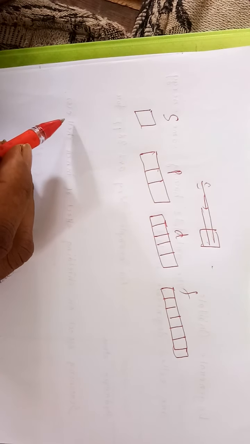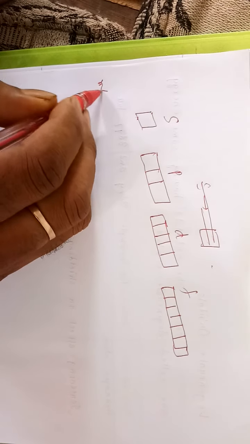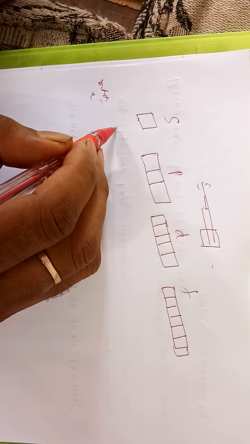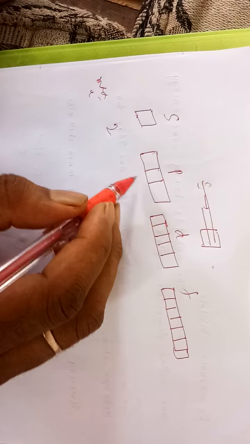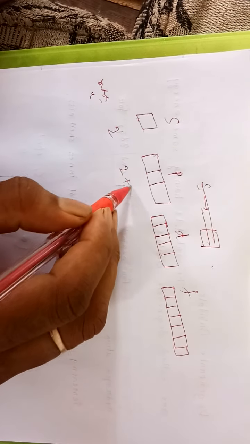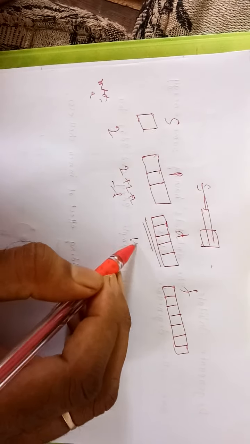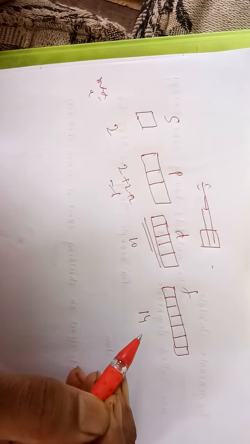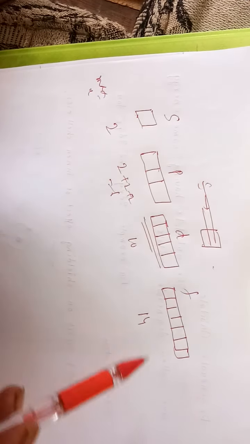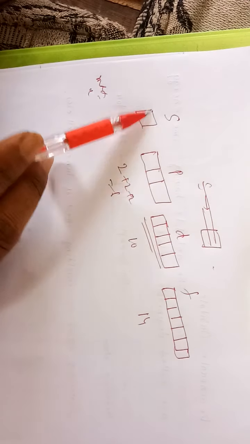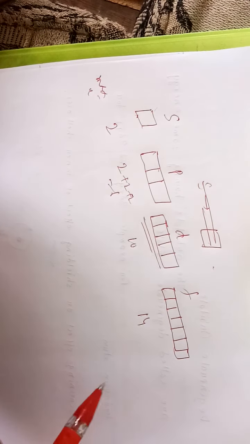1, 2, 3, 4, 5, 6, 7. So already we have discussed that in one box we have maximum two electrons. So maximum electrons in S is two. In this one, 2 plus 2 plus 2 becomes 6. In this one also, this is 10. This is 14. This is the maximum number of electrons that can be accommodated in S, P, D, F orbitals.